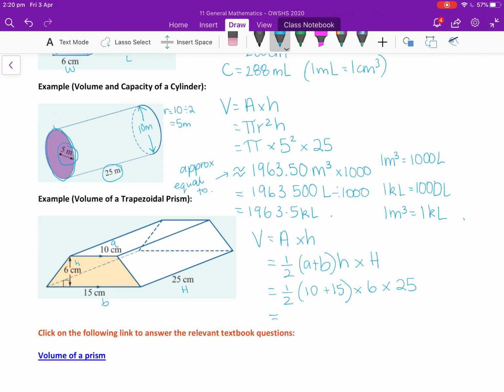Now, half you can put in, I'm lazy, 0.5 I always write, times, now we can add that, so 25 times 6 times 25 equals, and so we've got an answer of 1,875, and again units, centimetres cubed.